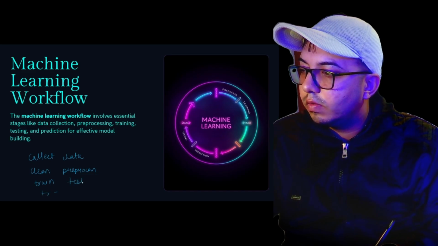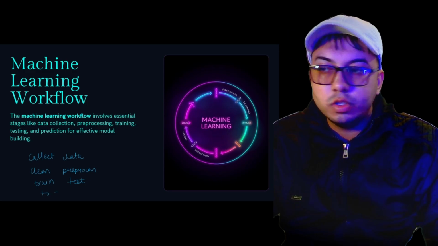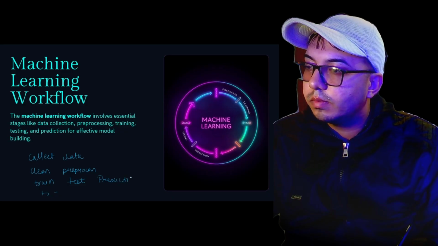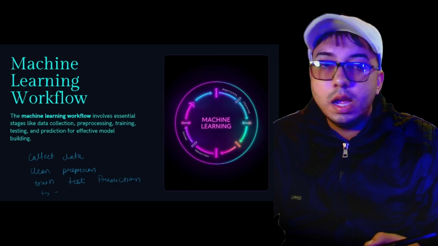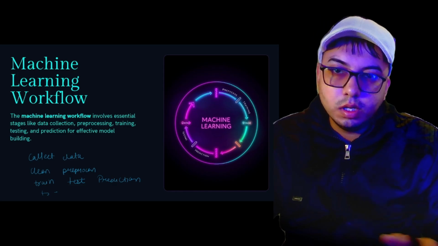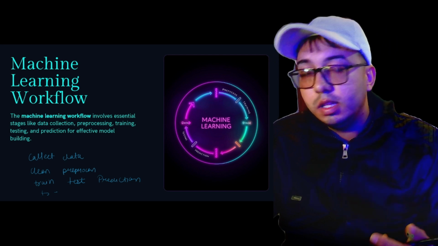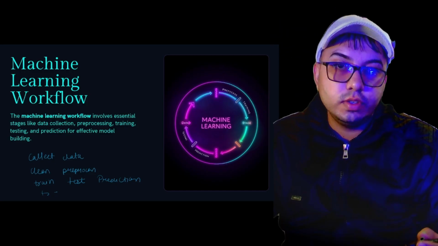We will test, then we will use it for prediction. This cycle keeps improving as more data is added. So this is our workflow for machine learning. Then clean and pre-process. Then we train. After that, we will test. Then we will use it for prediction.